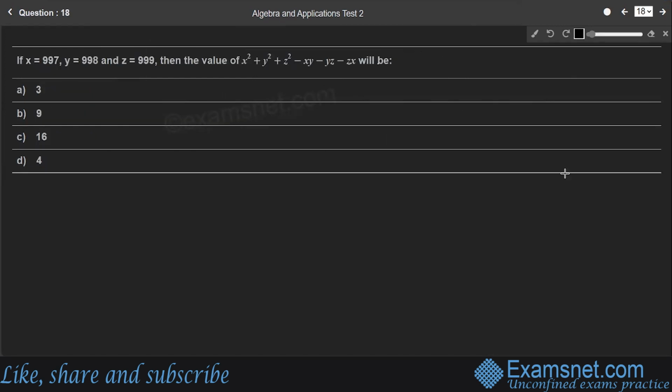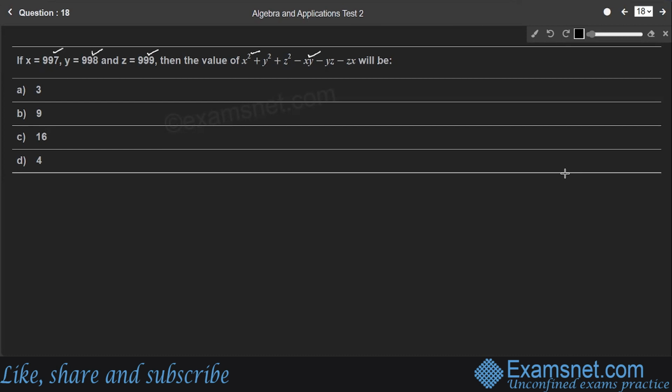Question 18. If x is equal to 997, y is 998, and z is 999, then the value of x square plus y square plus z square minus xy minus yz minus zx will be? Right? So here students, you can directly substitute the values of x, y and z. Here if you take x square, you will get a huge number, 997 whole square. Instead of going for that method, the simplest way is to consider any two terms, for example x square and minus xy, in which x is common, right? Then the simplification will be easy, right?